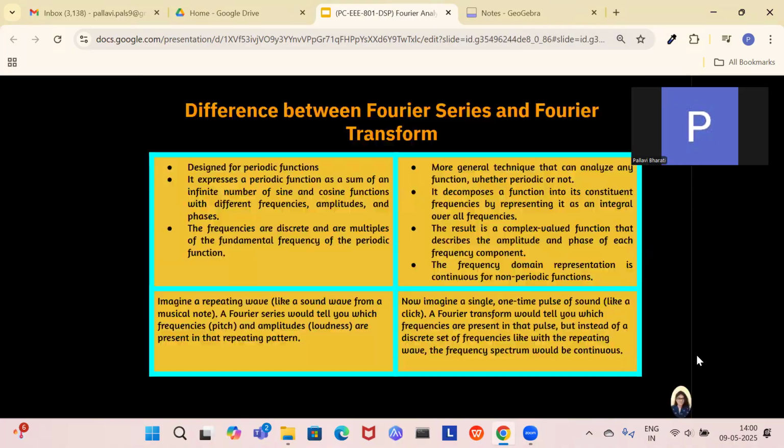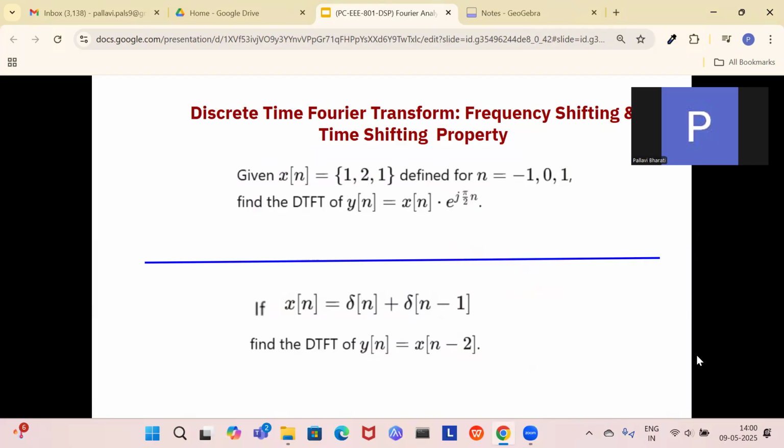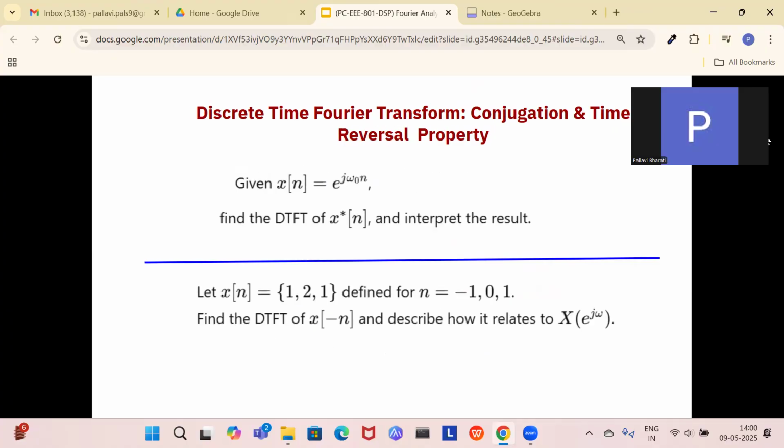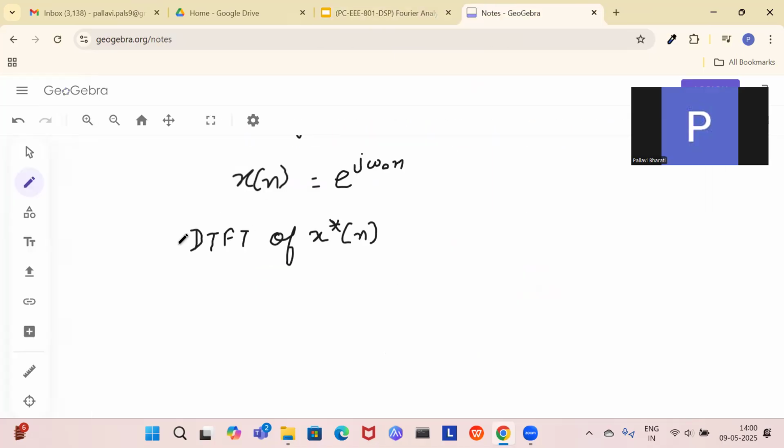So let's get started. We have already done DTFS, discrete time Fourier series. We studied the application of Fourier analysis. Why do we do Fourier analysis? We studied the importance of the complex exponential. Now we are going on ahead with DTFT. The properties that we will be discussing today are conjugation, time reversal, frequency differentiation, and symmetry property. Okay. Let's get started with the conjugation first.